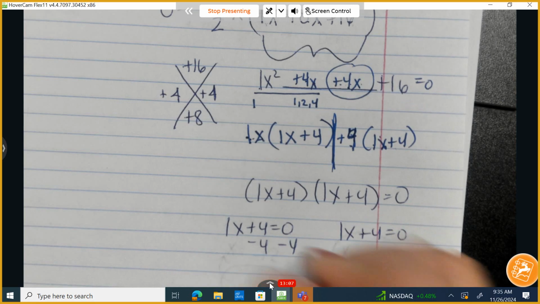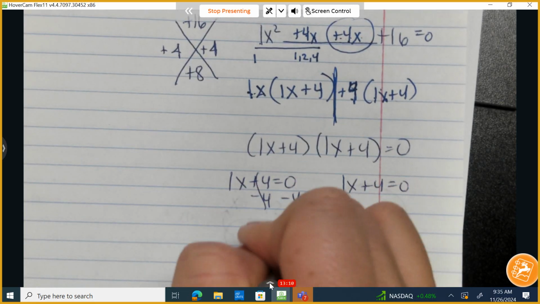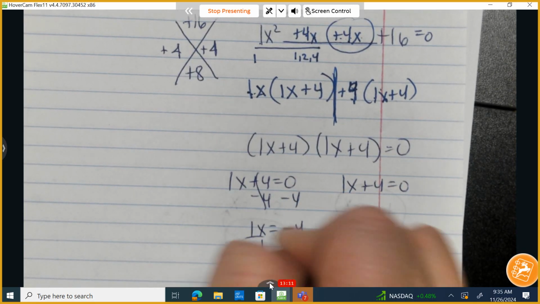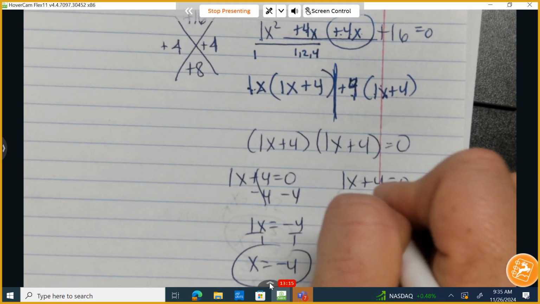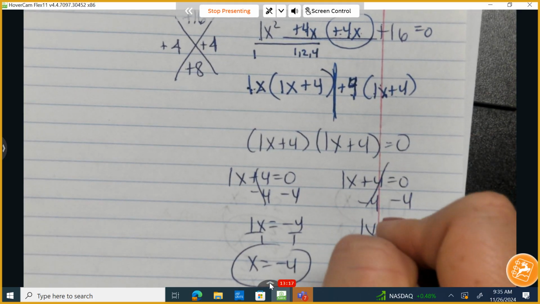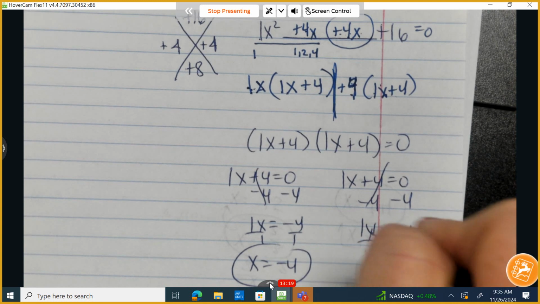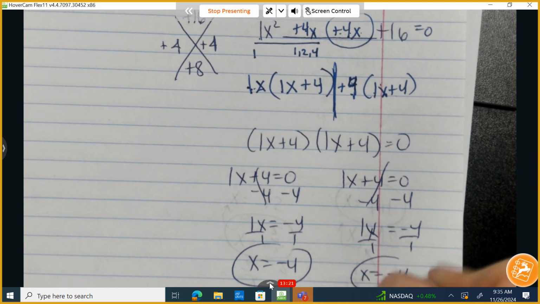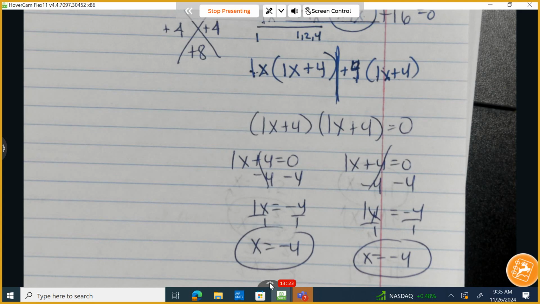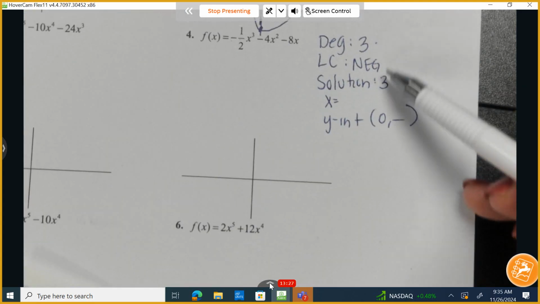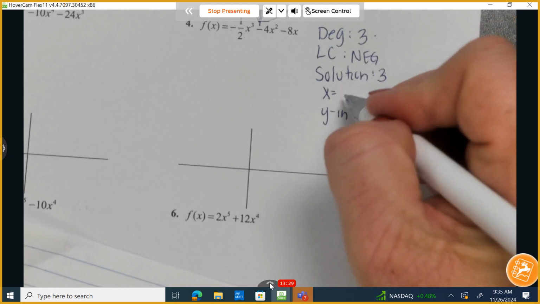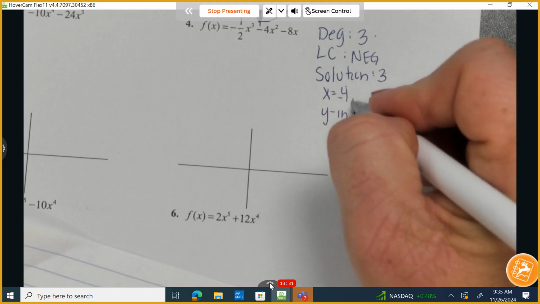I'm going to subtract 4. I'm going to divide by 1. And I get an answer of negative 4. And over here will be the exact same thing. Now, if you're really methodical about this and you want to show all your work over here, then go ahead. But x equals negative 4. So I get negative 4 twice. Remember, I'm supposed to have 3 solutions here. I know 2 of them are negative 4 and negative 4.